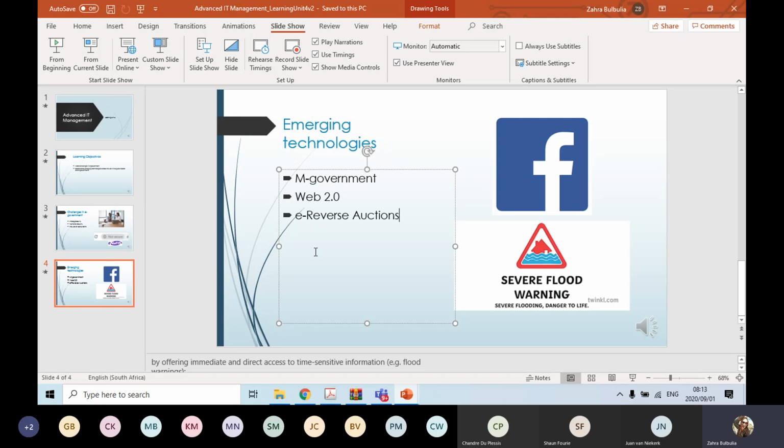So yeah, we've got these emerging technologies which are not really new. I mean, Web 2.0 has been around for probably over 10 years now, way over 10 years. Mobile government, that's a bit more new. Pretty much with the emergence of smartphones, we could obviously access more information.